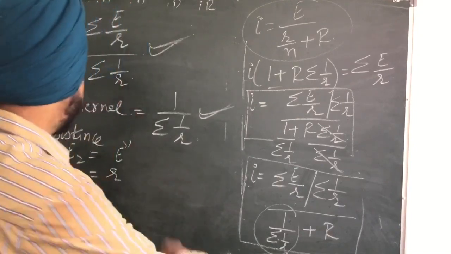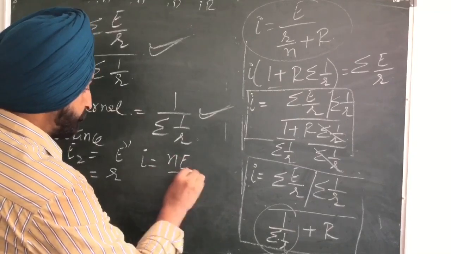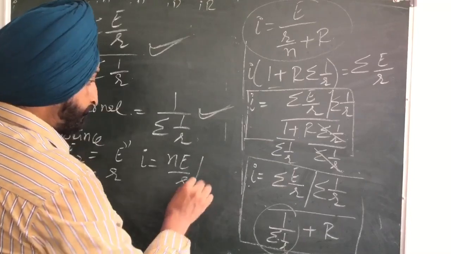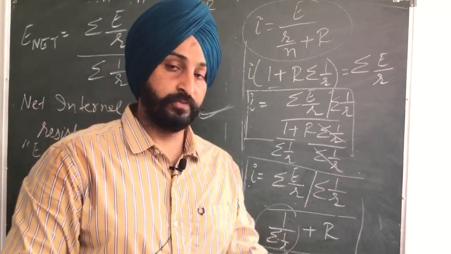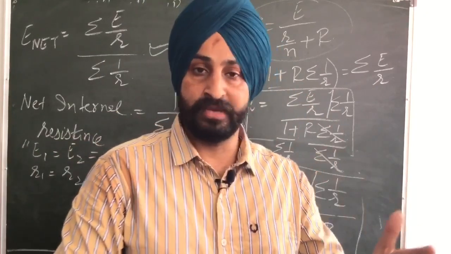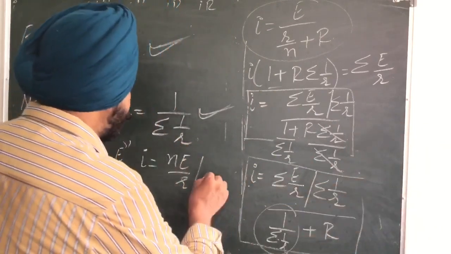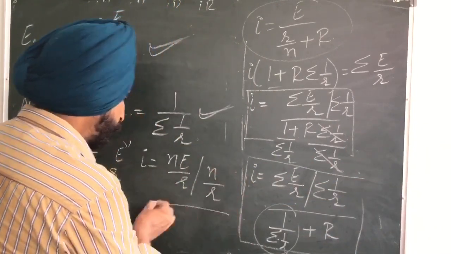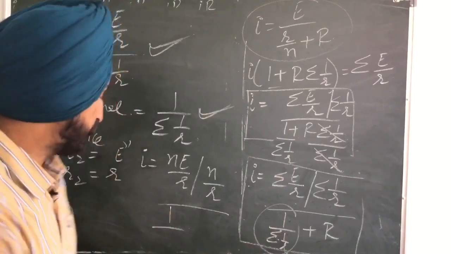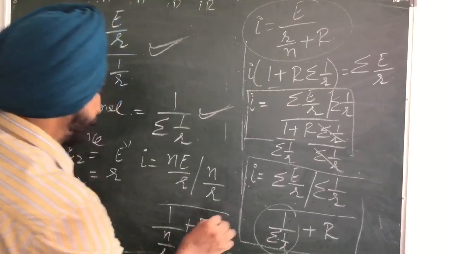So in that case, what would be the value of current? N into E by R, because all E's are equal, divided by summation of 1 by R. So that would be equal to 1 by R plus 1 by R, because we don't need to take 1 by R1, 1 by R2. So it will be simply 1 by R plus 1 by R plus 1 by R. So it will be N by R over 1 by summation of 1 by R. So it would be again equal to N by R plus R would remain as it is.